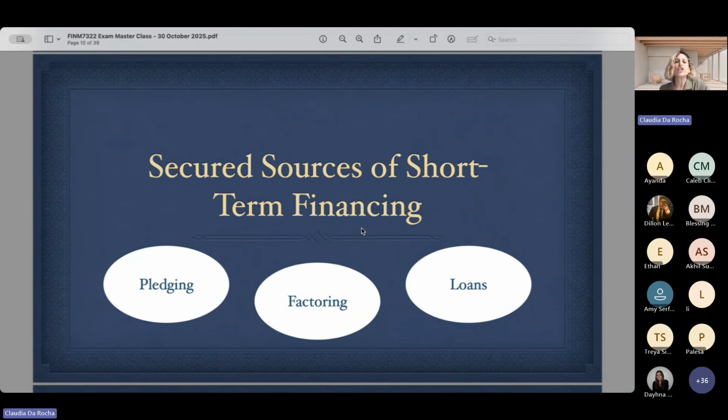And then we have secured sources of short-term financing. We've just done the unsecured. This is now the secured sources of short-term financing. Again, we're still in Learning Unit 5, right? So the 3 types of short-term financing that we have is pledging, we have factoring, and we have loans, okay?